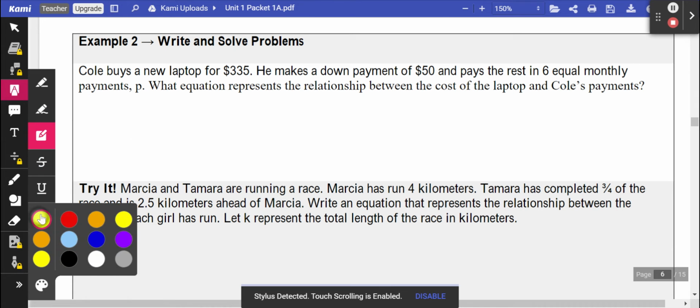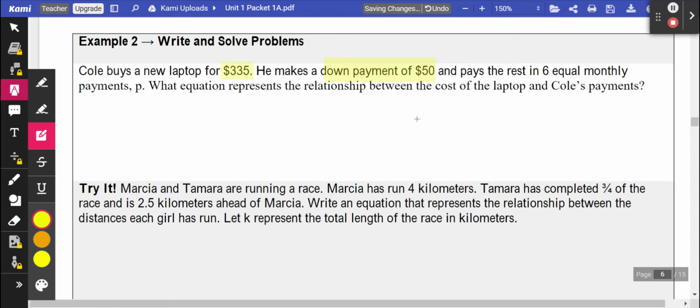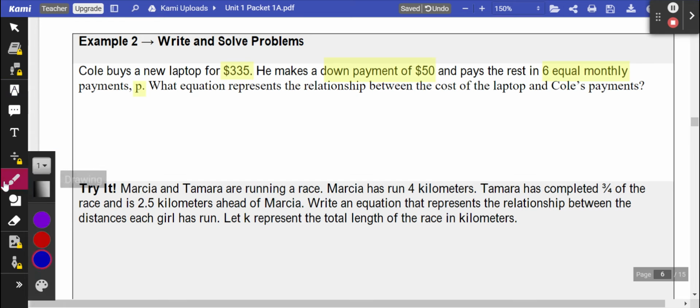Like I did in the one-step equations, I am going to highlight information that I think is important. So I'm going to start with $335. I'm going to say he made a down payment of $50 is pretty important. And then 6 equal monthly payments is also very important. Okay, we just don't know how much the payments are.